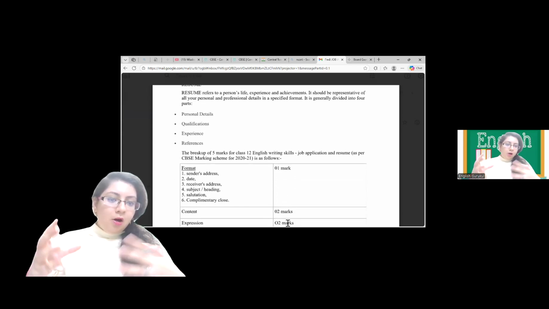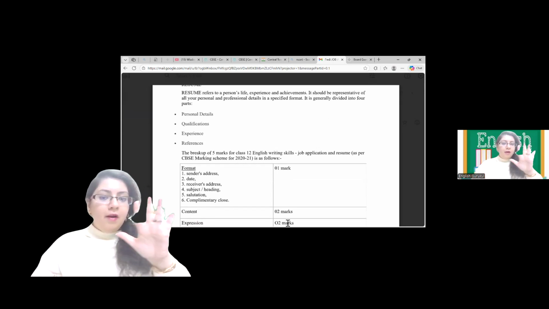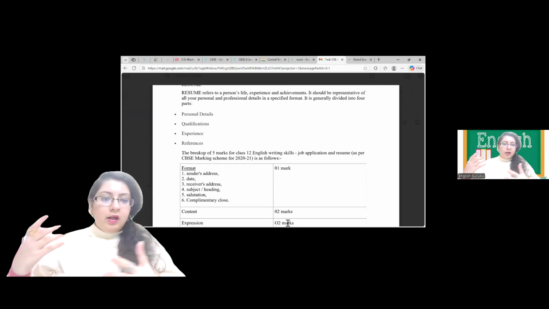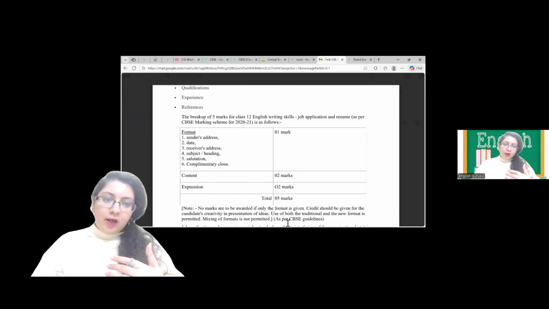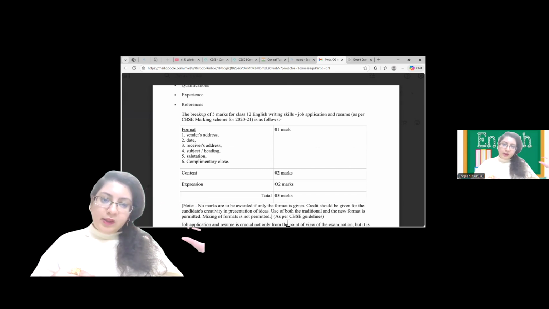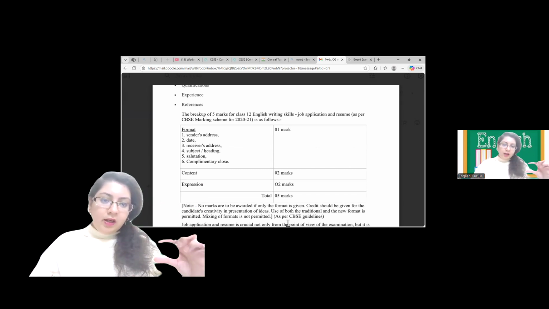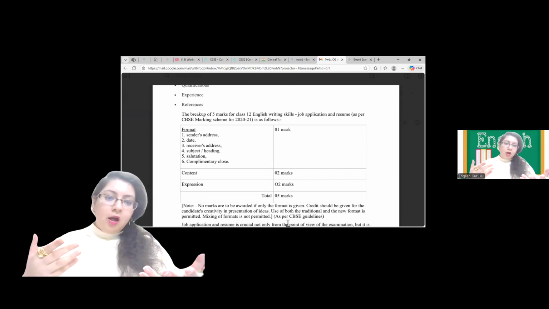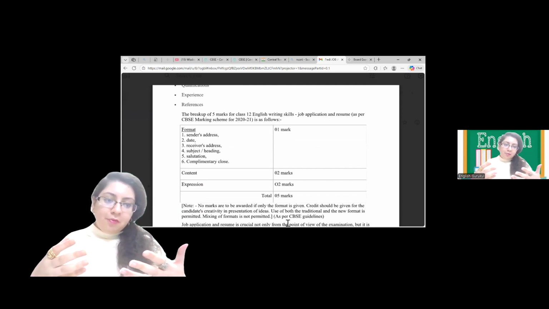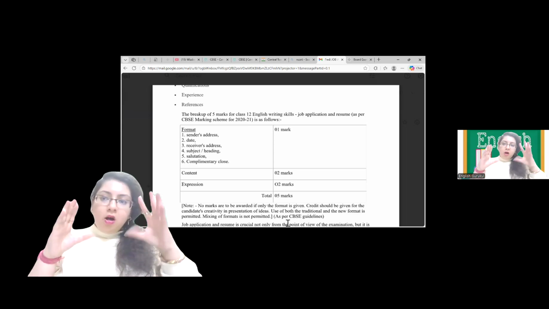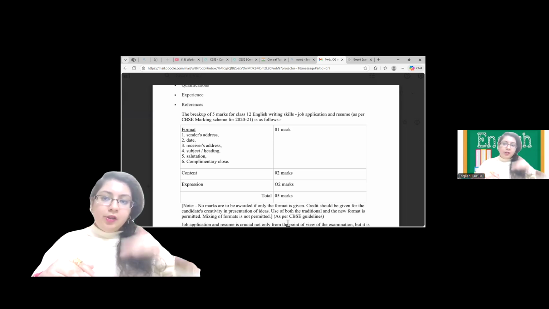Then we come on to the breakup part. The breakup is 5 marks for Class 12 English writing skills, job application and resume, as per the CBSE marking scheme. For the format, we have the sender's address, the date, the receiver's address, the subject or heading, which are the same thing, whatever you may choose to call it. Then the salutation and the complimentary close. All of this makes 1 mark, so even if you have written just this, you gain 1 mark.